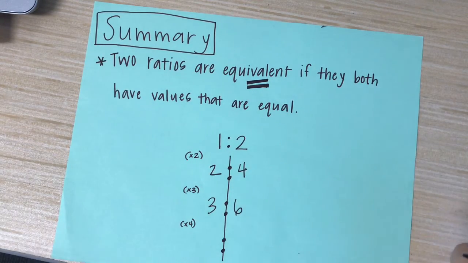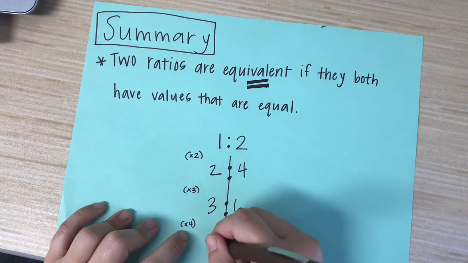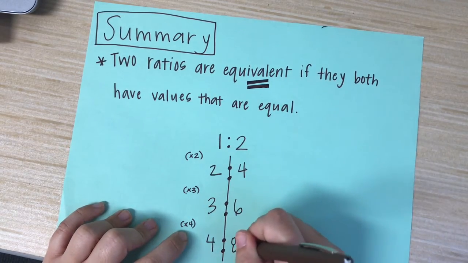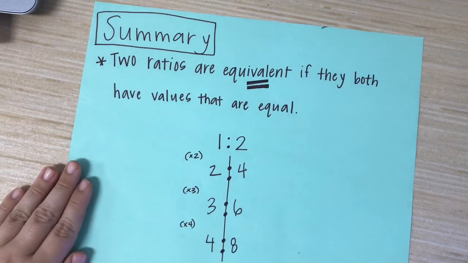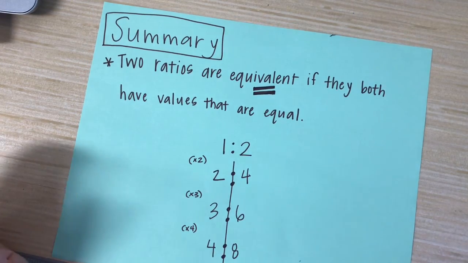I can multiply both sides by 4. 1 times 4 is 4. 2 times 4 is 8. Two ratios are equivalent if they both have values that are equal.